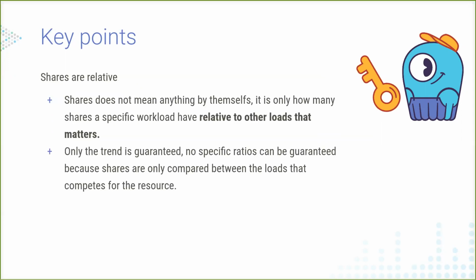Shares are relative. The absolute value doesn't matter, only the amount of shares relative to other shareholders. We only guarantee trend and not absolute throughput or latency. Actually, it's not only relative to the shareholders, but relative to the shareholders that also want to use the resource at the same time as the task we discussed does.